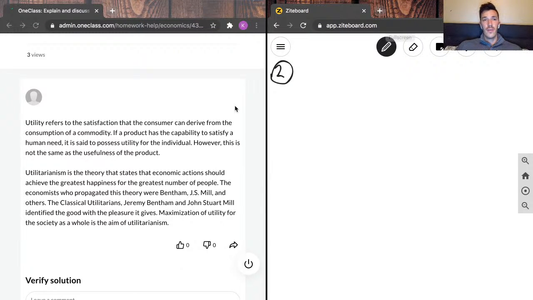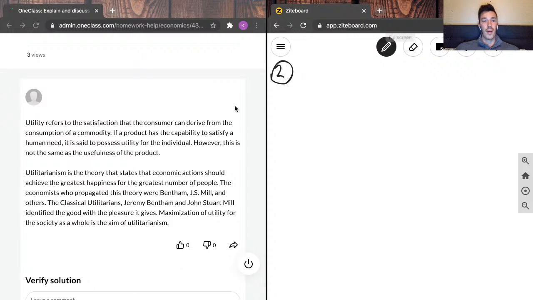And our junior tutor has written that utility refers to the satisfaction that the consumer can derive from the consumption of a commodity. If a product has the capability to satisfy a human need, it is said to possess utility for the individual. However, this is not the same as the usefulness of the product. Utilitarianism is the theory that states that economic actions should achieve the greatest happiness for the greatest number of people.